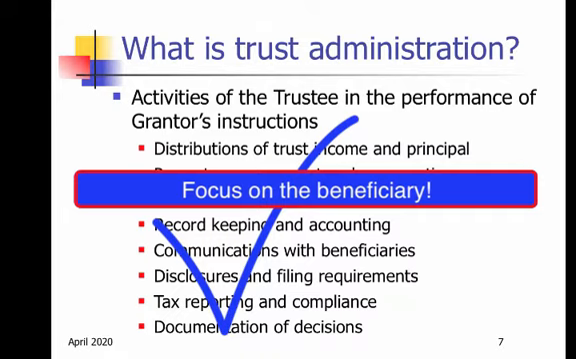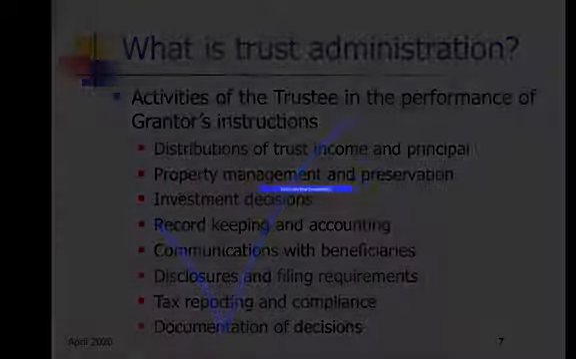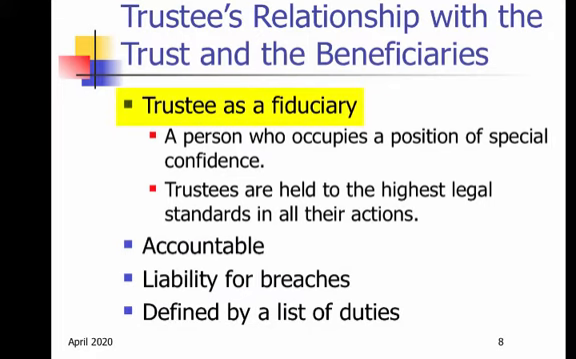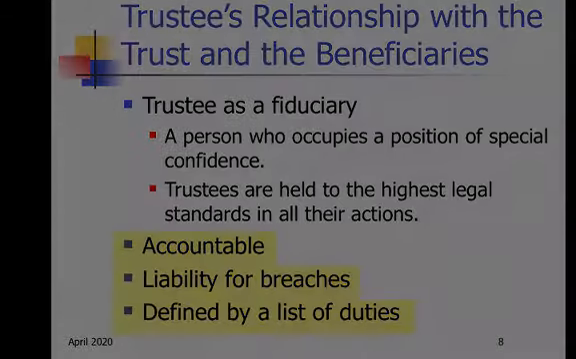So let's talk about the trustee-beneficiary relationship. The trustee is a fiduciary, which means the person who is acting as a trustee occupies a position of special confidence, and that person will be held to the highest legal standards for all his actions. The trustee is accountable to the beneficiaries of the trust and will be held liable for any breach of a duty owed to the beneficiaries when the breach causes damage to the beneficiary. We'll get into the duties in a moment.